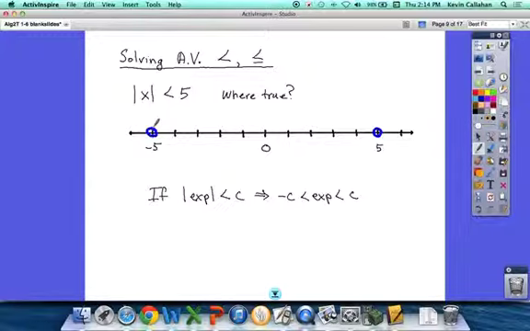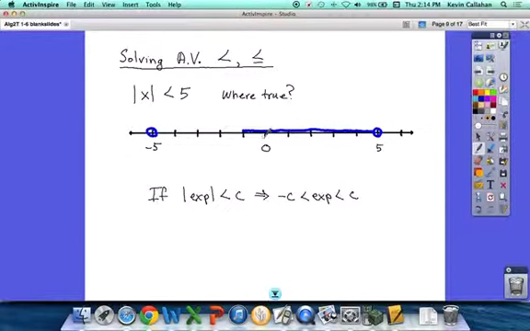Okay. Would 4 be part of the solution? The absolute value of 4 is less than 5, so that's good. In fact, all the numbers less than 5 until you get to 0 are good, right? Because they're less than 5 no matter what. And then we get to 0.